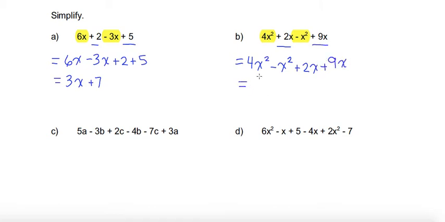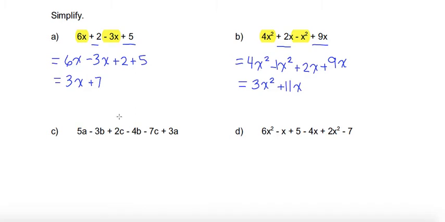So now when I simplify it, remember if there's no number in front, it's an imaginary number 1. So if it's helpful for you to draw that in, go ahead and do that. So 4 take away 1 is 3. So I have 3x squared. And 2 plus 9 is 11. So I have 11x. I can't combine this any further because the x squared and the x's aren't like terms.